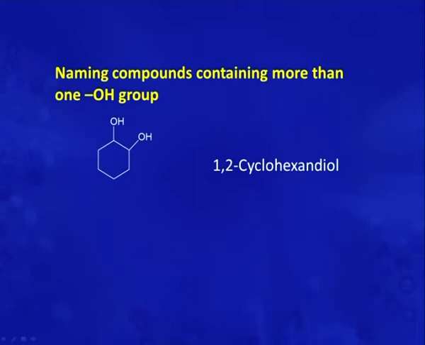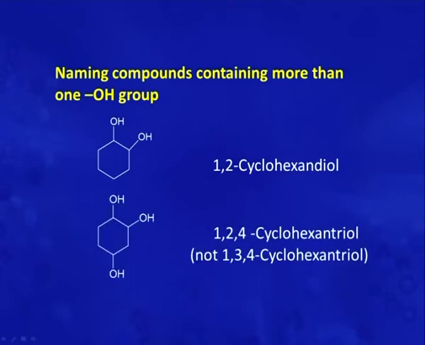The cyclohexane ring has 2 hydroxy groups or 3 hydroxy groups. If it has 2 hydroxy groups, the name given is 1,2-cyclohexane diol. In this case, it is a 3 hydroxy group containing cyclohexane, so it is cyclohexane triol. But here numbering is important. If you number the hydroxy from here 1, 2, 3 and 4, 1,2,4 cyclohexane triol will be the name. But if you number it from this hydroxy, the numbers will be 1, 2, 3 and 4, that is 1,3,4 cyclohexane triol. This is not the right name, because we discussed earlier that the numbering of the substitution is done in such a way that they get the minimum number in the main chain.